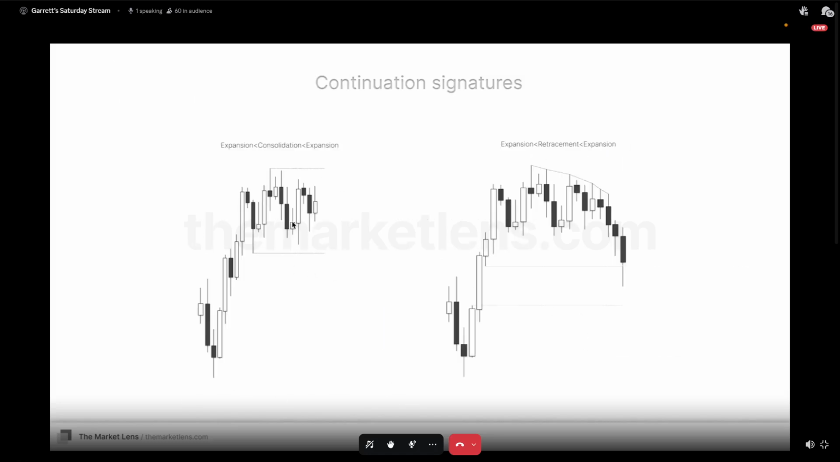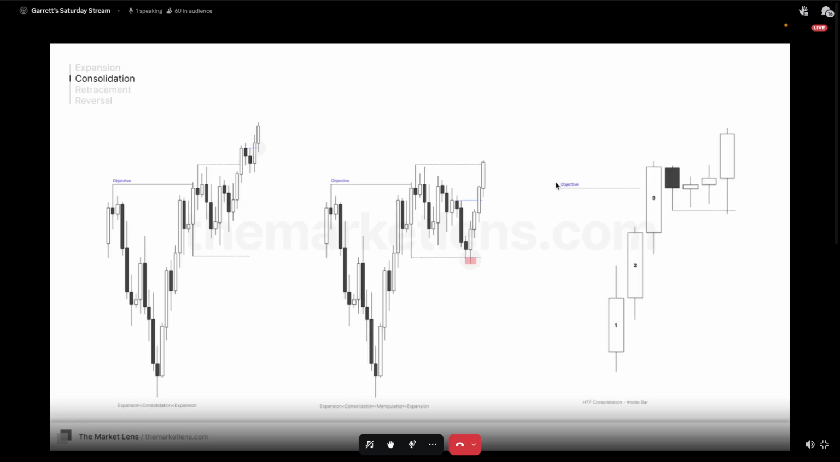So we want to see consolidations on our way to objectives, kind of like a market maker model, right? And as well, you want to see retracements. At the point of retracement, we want to see failure swings, right? Because price doesn't reverse from failure swings generally.